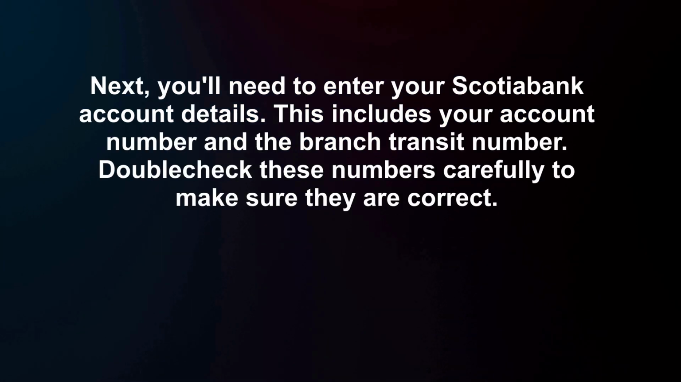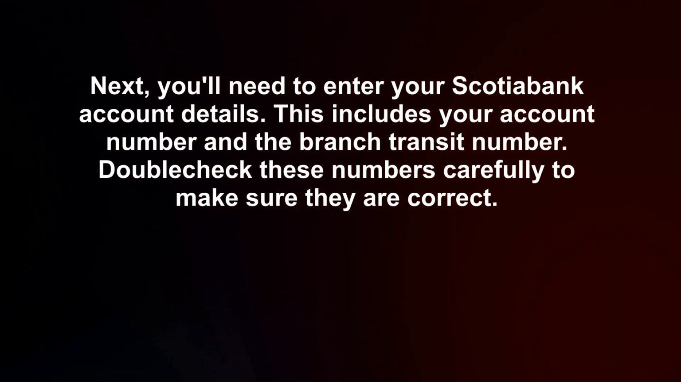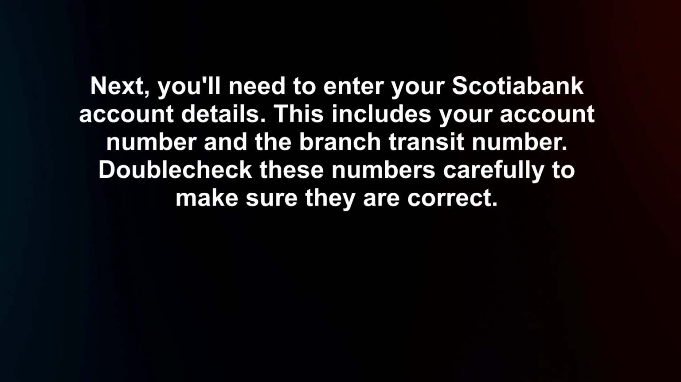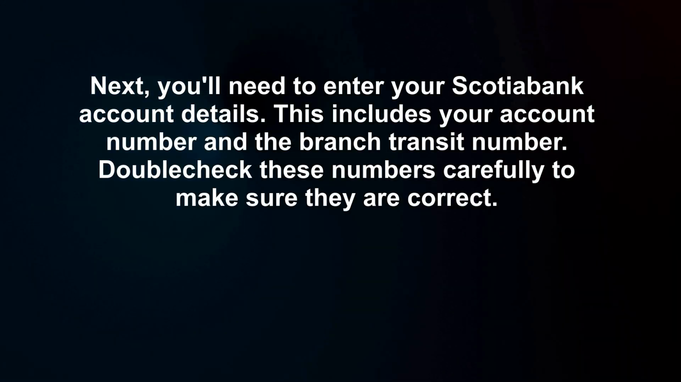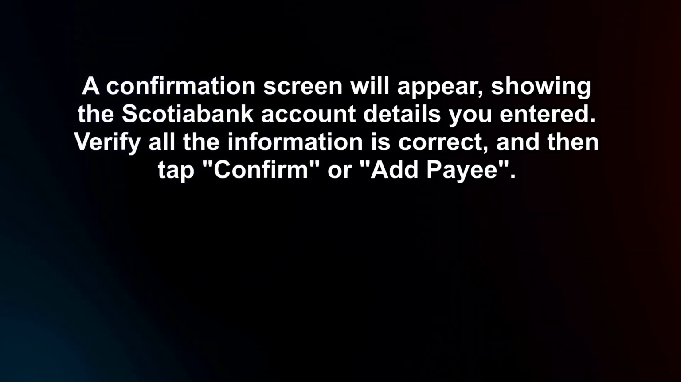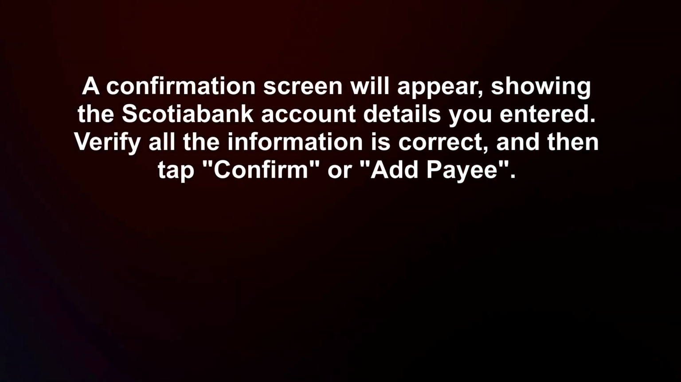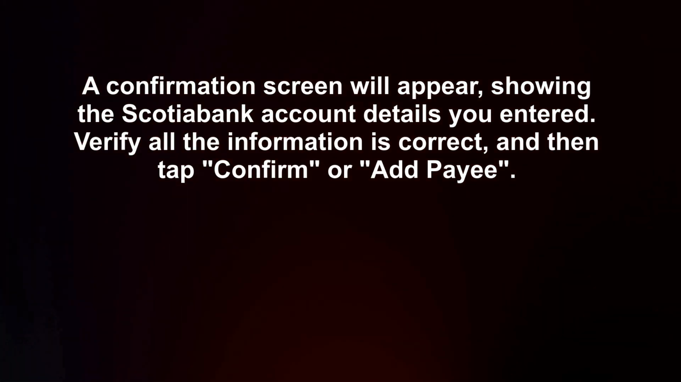Select Scotiabank. Next, you'll need to enter your Scotiabank account details. This includes your account number and the branch transit number. Double-check these numbers carefully to make sure they are correct. A confirmation screen will appear, showing the Scotiabank account details you entered. Verify all the information is correct, and then tap Confirm or Add Payee.